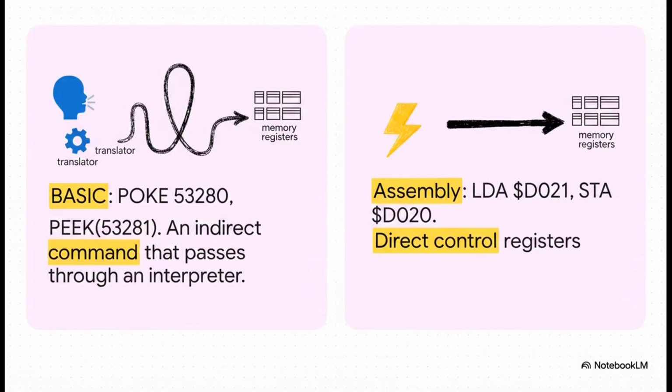So let's put them right next to each other. In BASIC, you type something like POKE 53280, PEEK 53281. And yeah, it's pretty readable, right? It literally says peek at one address and poke that value into another one. But in assembly, we say LDA $D021, STA $D020. It might look a little cryptic at first, but you're no longer talking to a translator. You're giving direct, lightning-fast orders to the hardware itself.